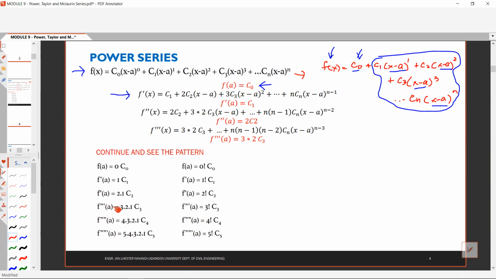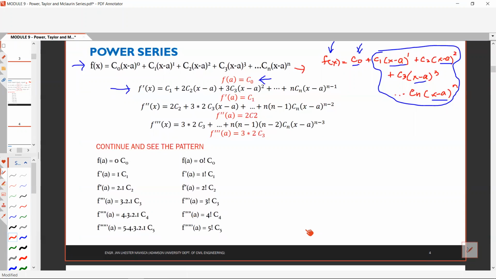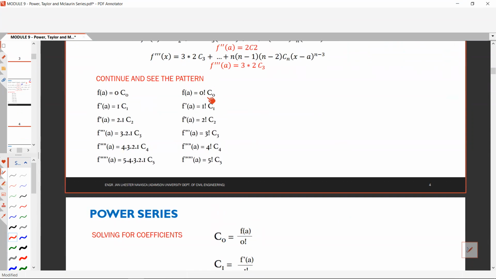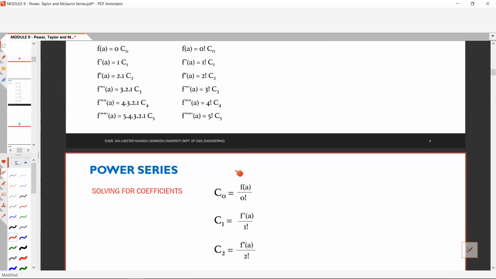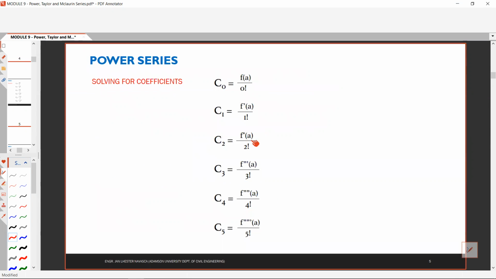The third derivative of f of x, f triple prime of a, is 3 factorial c sub 3, and so on and so forth. So ibig sabihin, kung ilan yung derivative mo, yun yung factorial mo dito. Okay, so i-write natin simply. Solving for coefficients, divide mo lang to. So c sub 0 is equal to f of a over 0 factorial, c sub 1 is f prime of a over 1 factorial, hanggang c sub 5, the fifth derivative of f at a over 5 factorial.